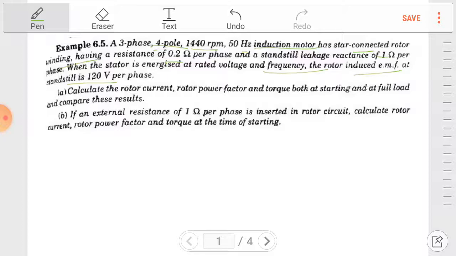Then he wants to find the rotor current, rotor power factor and torque. The three things we have to find at starting condition and at full load condition. Then we have to compare the result. In option B, if the external resistance is added to the rotor circuit, then we have to find the rotor current, power factor and torque at the time of starting. So let's start.